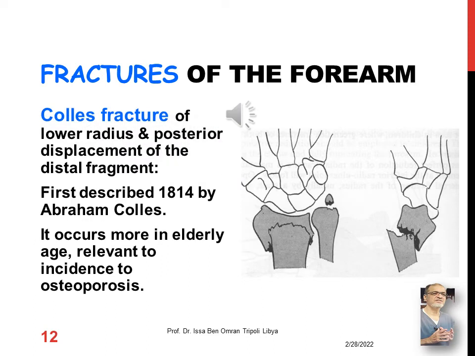Maybe the most common fracture of the forearm in elderly and adult age is the Colles fracture. It is a fracture of the lower radius with posterior displacement of the distal fragment. It was first described in 1814 by Abraham Colles. It occurs more in elderly age, related to the incidence of osteoporosis. It's a typical osteoporotic fracture.